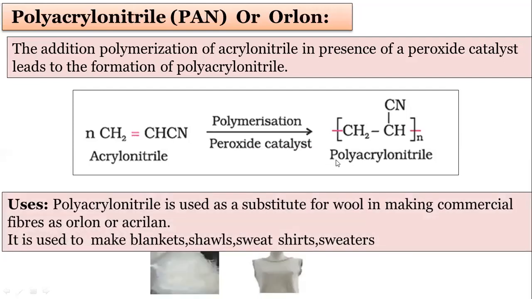So what is the use of this polyacrylonitrile? I will explain. This polyacrylonitrile is a substitute for wool, meaning it is an artificial wool for making commercial fibers. These are used in blankets, shawls, sweatshirts and sweaters, because it is a substitute for wool. This is artificial wool prepared in a laboratory.